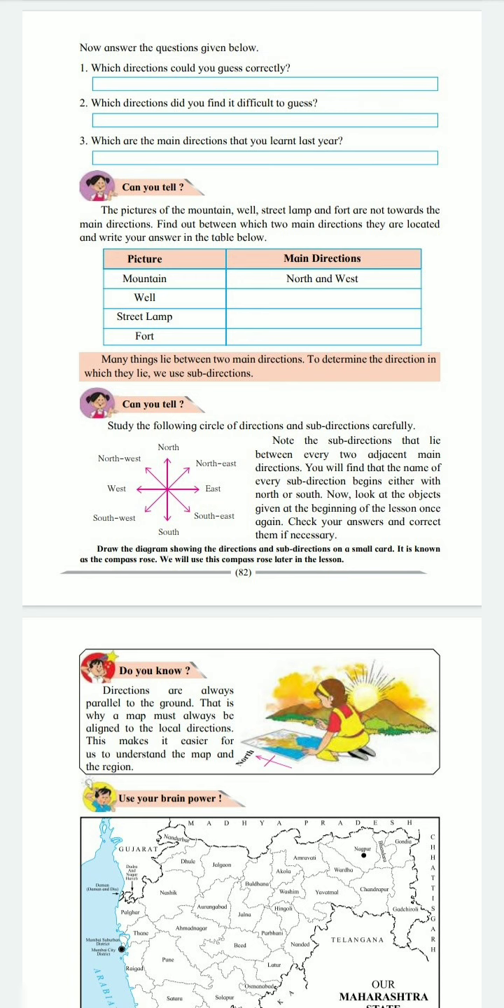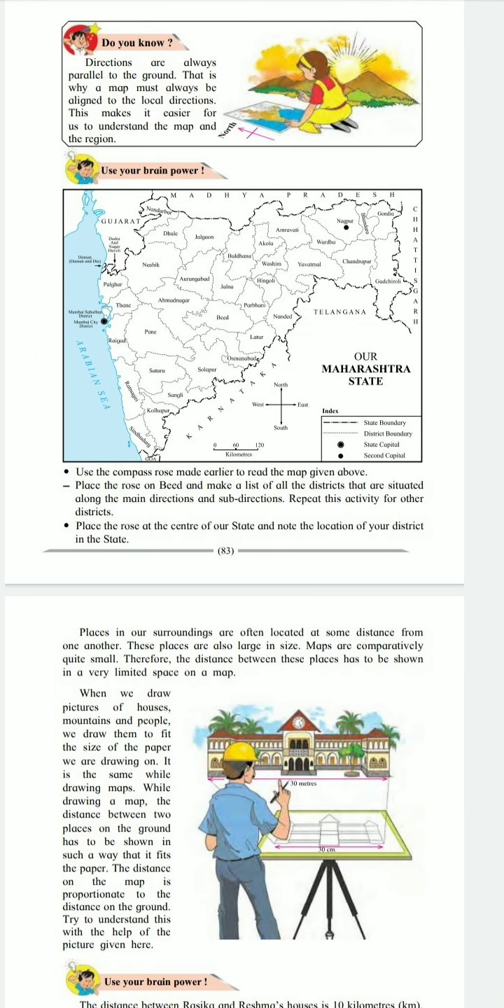Draw the diagram showing the directions and sub-directions on a small card. It is known as a compass rose. We will use this compass rose later in the lesson. Do you know, directions are always parallel to the ground. That is why a map must always be aligned to the local directions. This makes it easier for us to understand the map and the region.